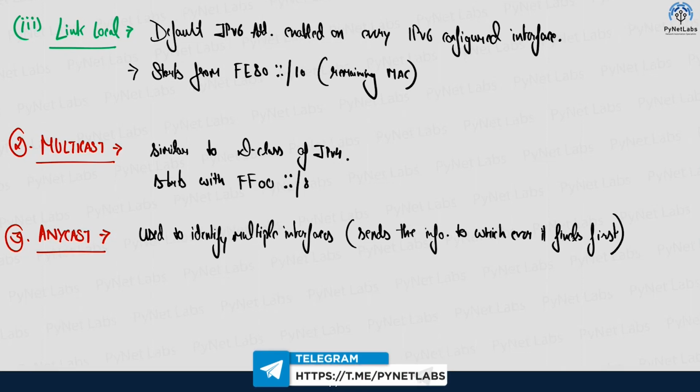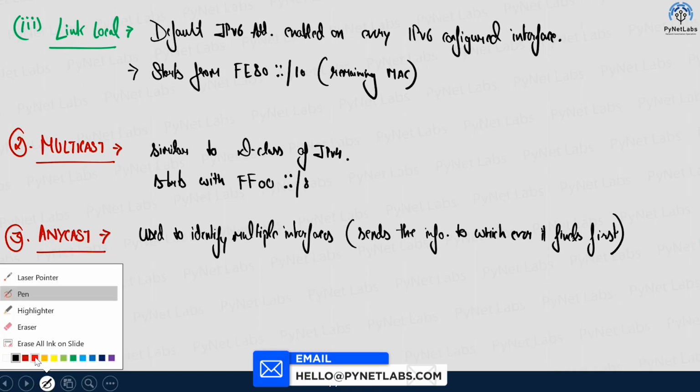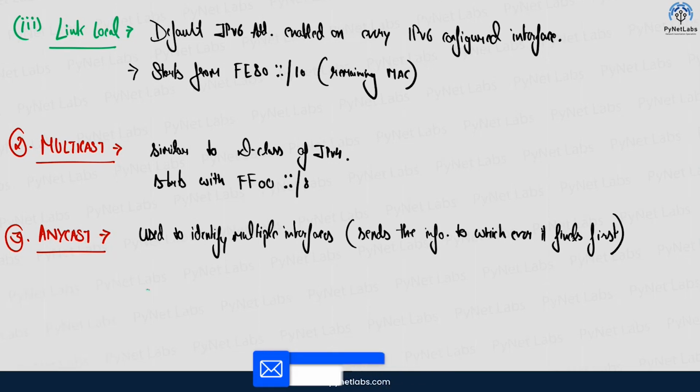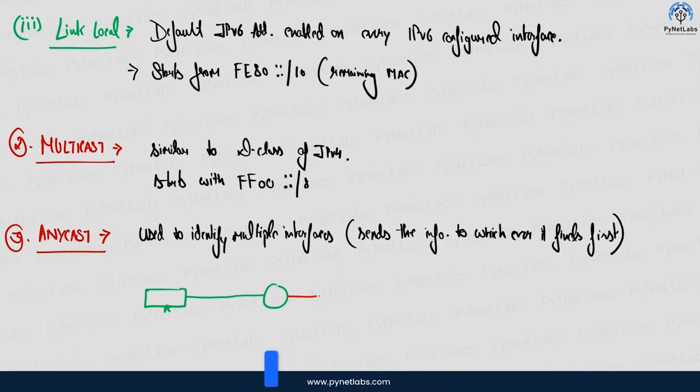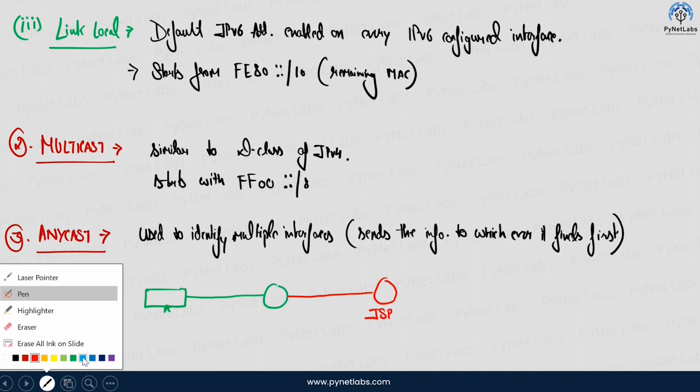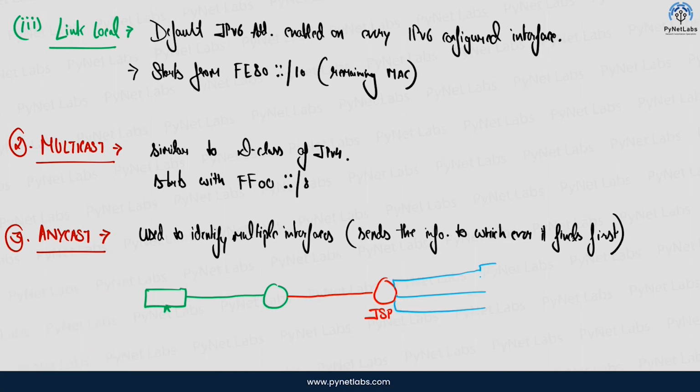Let's take one example to understand this anycast IP. Let's take an example that I am a user. So this is me, a user connected to a router. Now, this router is further connected to the internet service provider, so this is the ISP router. And the ISP is further connected to various public servers. Let's say there are three different public servers, server 1, server 2, and server 3.